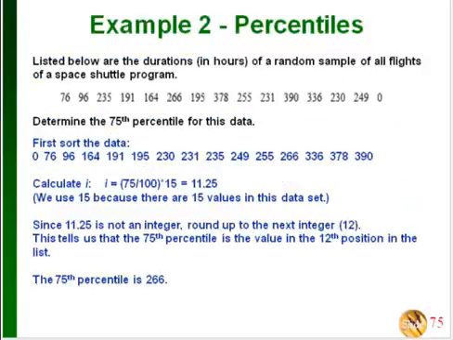So here's an example. We have our list of flight durations again, and we want the 75th percentile for the data. First, we're going to sort the data from smallest to greatest. Then we're going to calculate our index. So we take 75, because we want the 75th percentile, divide by 100, multiply that times 15, because there were 15 values in the set. That gives us a value of 11.25. Now, since it's not an integer, we're going to round up to the next integer, which is 12. That means that our 75th percentile is the value in the 12th position. So if we count, we've got our values here, and if we go up to number 12 in the list, that would be 266. So that's our 75th percentile.